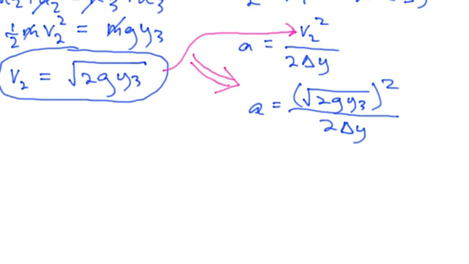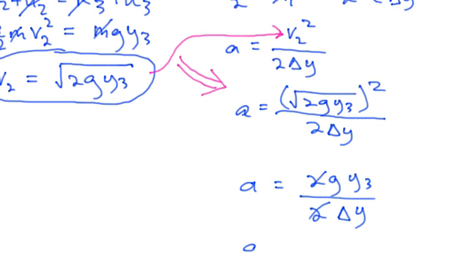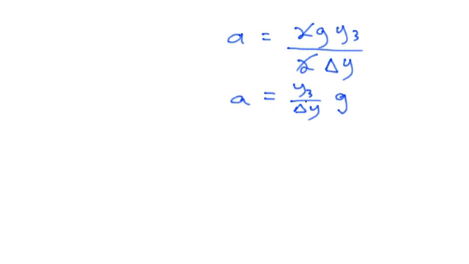Alright, I think we're in good shape here. So a is equal to just 2gy3. Square the square root is just whatever was inside in the first place, over delta y. The 2's cancel. I'm going to write that as y3 over delta y times g. Now if I wanted it in SI units, I would plug in values for everything, including the 9.8 meters per second squared for g. But he wants to know how many times g it is, so instead of doing that, I'll just leave the g in the answer.